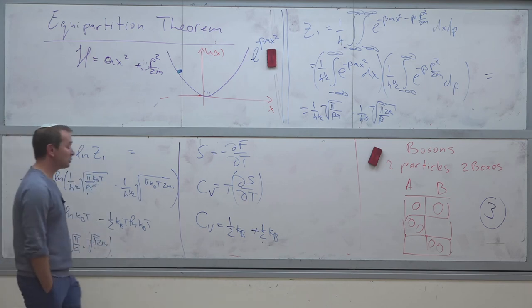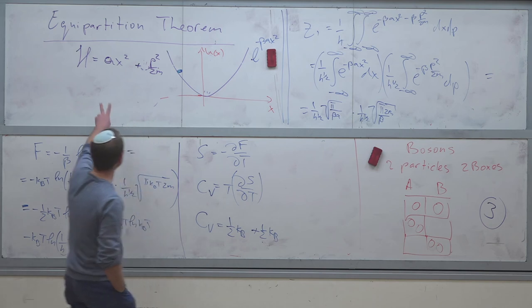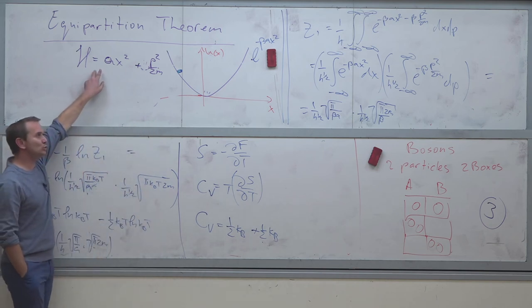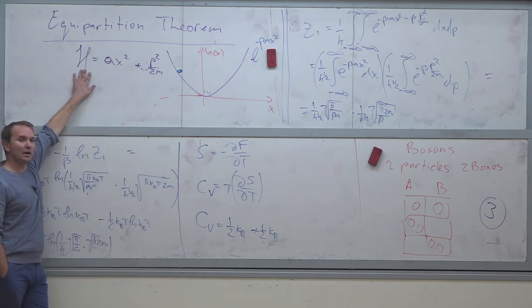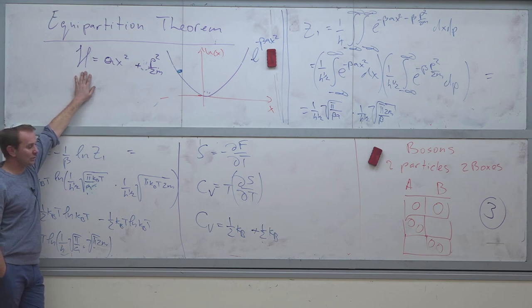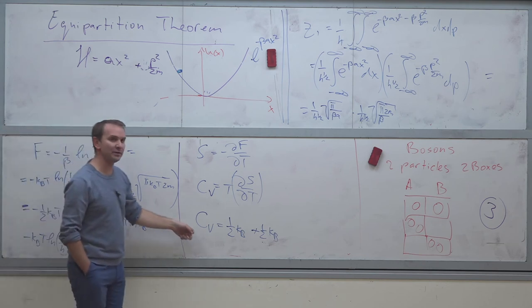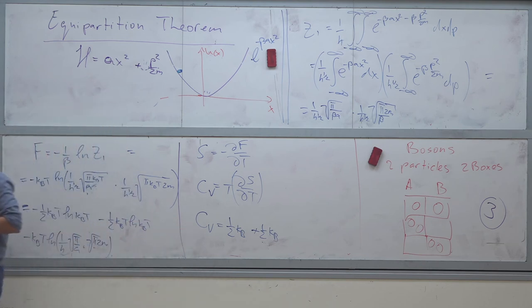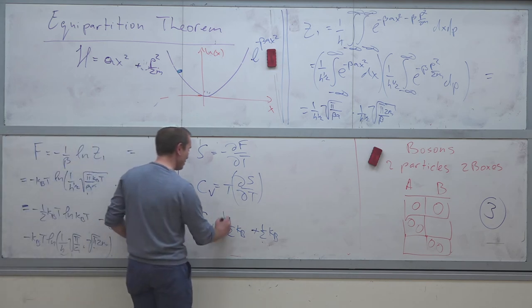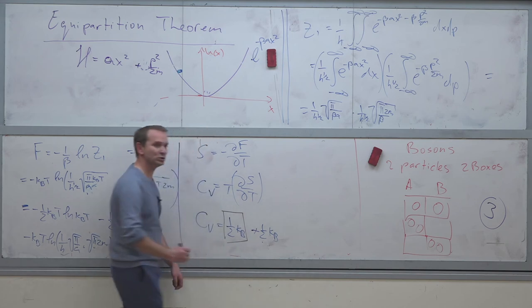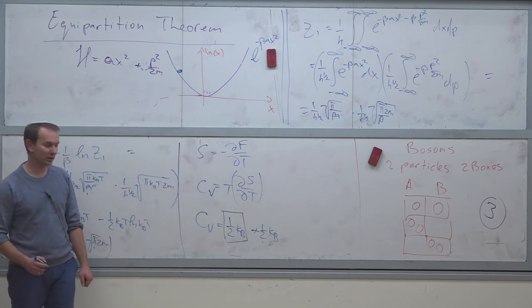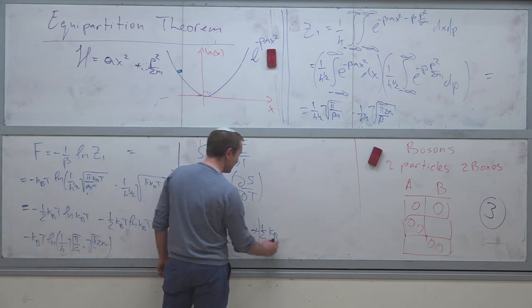The equipartition theorem states the following. You started with a system that had 2 degrees of freedom, and you compute your specific heat. Each degree of freedom is going to contribute exactly 1/2 k Boltzmann. Exactly 1/2 k Boltzmann.